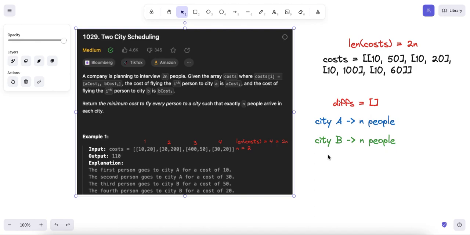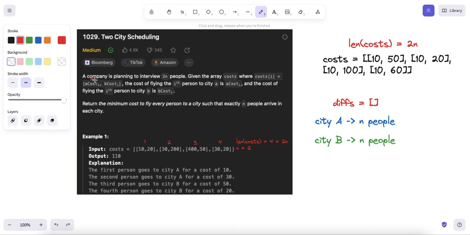Hey everyone, today we'll be going over Leetcode number 1029, two-city scheduling. In this problem, we have a company which is planning to interview 2N people. And what it needs to do is send half of these people to city A to interview them, and half of the people to city B to interview those.